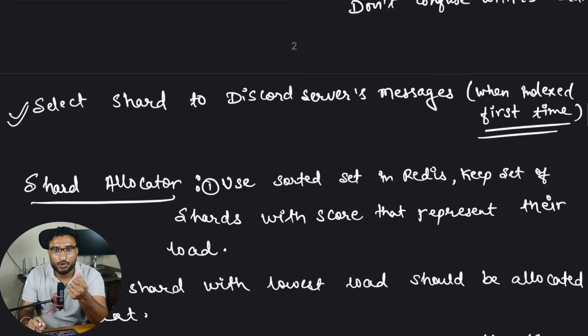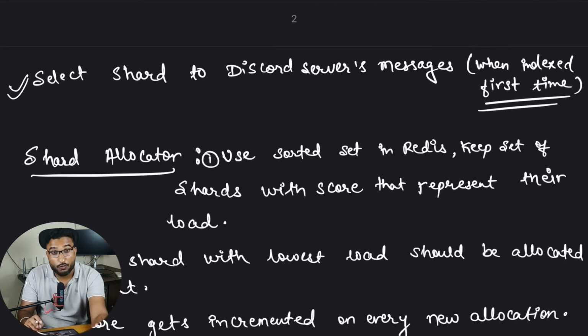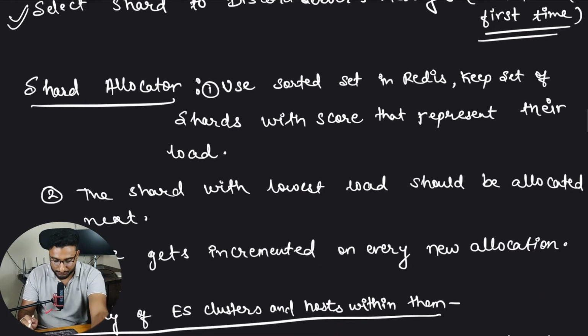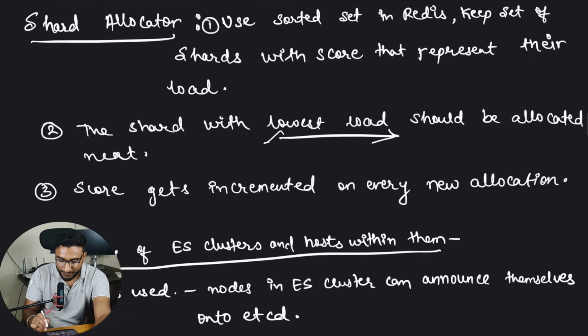What is the load on that particular index? How much data is already written on that? For a particular cluster and a particular index, you are figuring out how much data is already written. Okay, so the shard with the lowest load should be selected. And once you have actually done the write operation, you will increment the load.